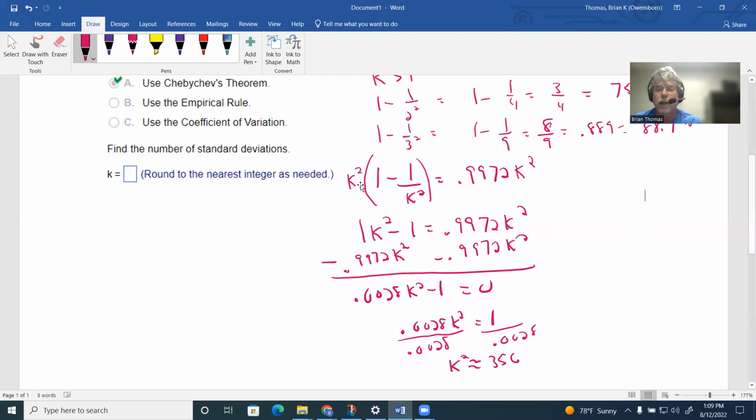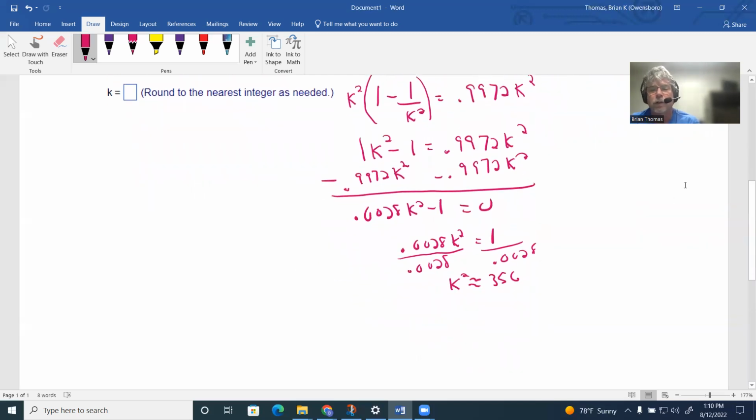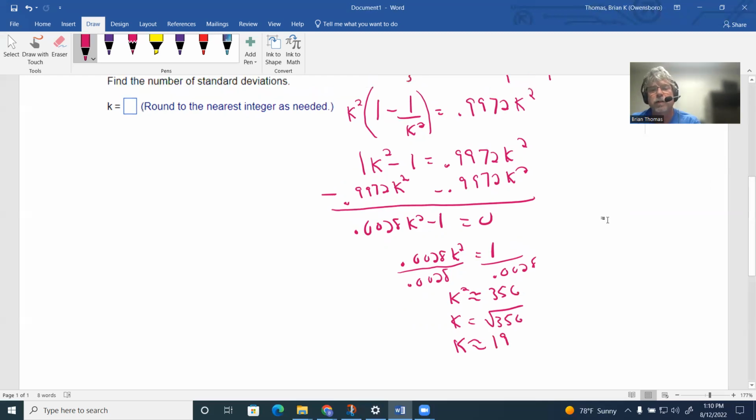Now, to solve for K, I would actually have to take the square root of the 356. So K would equal the square root of 356. That square root button is above the x squared button, so I have to use the second button. So second, hit the x squared button, which gives me the square root, put the 356 in, and that gives me about 18.8. So K would be approximately 19. So that would be 19 standard deviations from the mean. That would be the estimation of that.